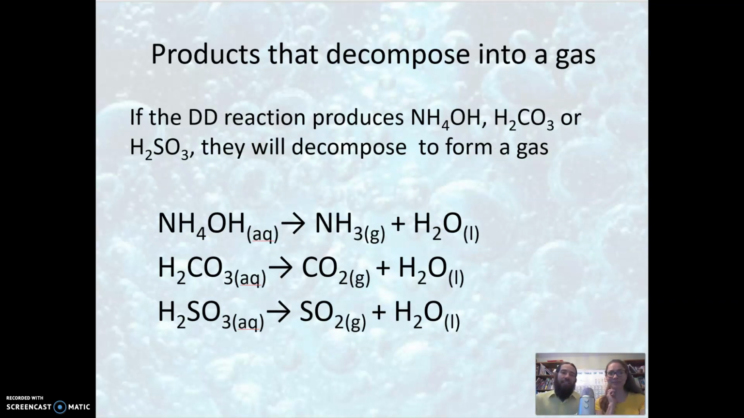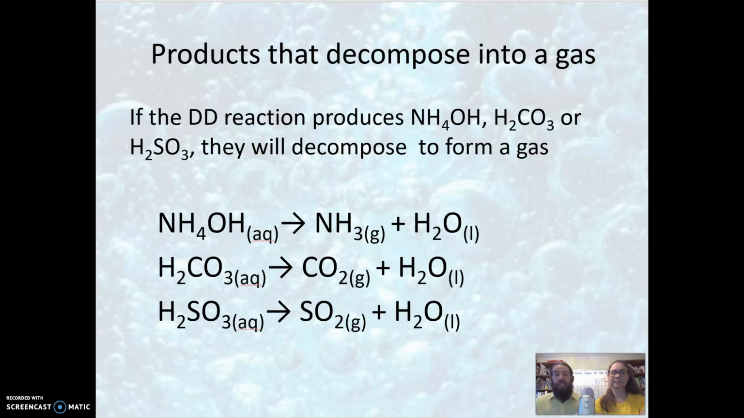Now, there are 3 compounds here that will decompose. Remember we talked about decomposition as a type of reaction? These 3 compounds will decompose very quickly if they're formed. When you do your double displacement reaction, you need to look for these, because writing these 3 compounds out as a product would be incorrect. What you need to write is the products of the decomposition.